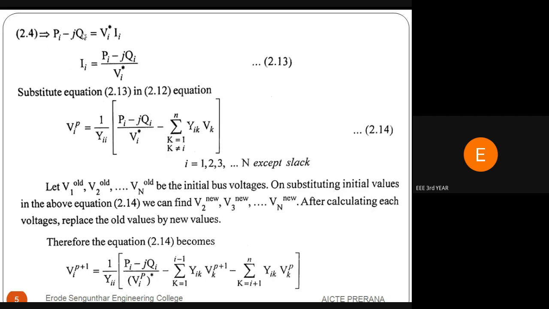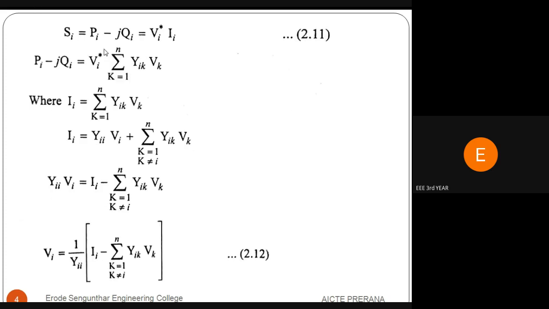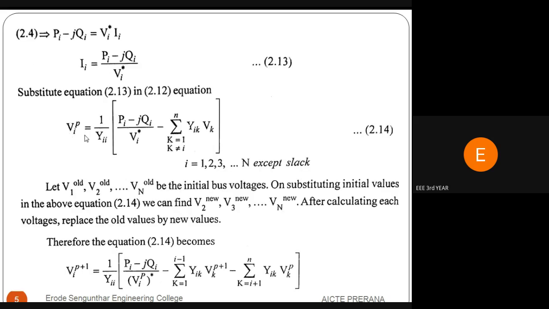We already know that power is equal to voltage into current. In this, I am considering the current only. Ii is equal to Pi minus jQi by Vi conjugate. Consider this as equation number 3. Substitute this Ii in equation 2, then we will get the final value as Vi is equal to 1 by Yii into Pi minus jQi by Vi conjugate minus summation of k equal to 1, k not equal to i to n, Yik into Vk, when i is equal to 1, 2, 3 up to n except the slack bus, as I said earlier.